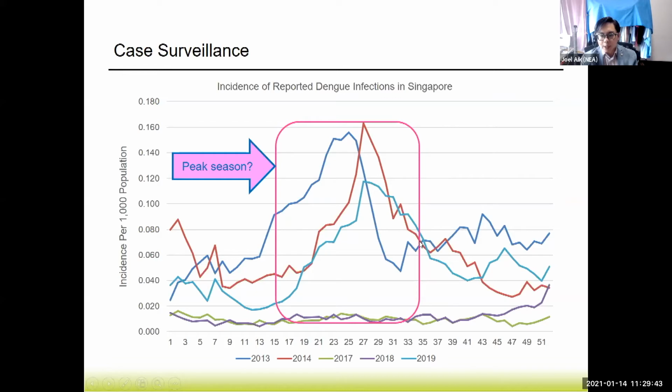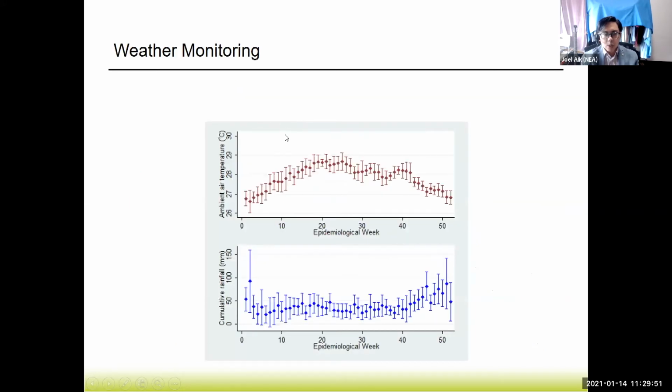And I'll go on to the next slide and perhaps ask a couple of questions, and you can type your responses in the chat. Now, we also have more than 60 weather monitoring stations placed across the Singapore island, and they collect information like ambient air temperature, cumulative rainfall, relative humidity.